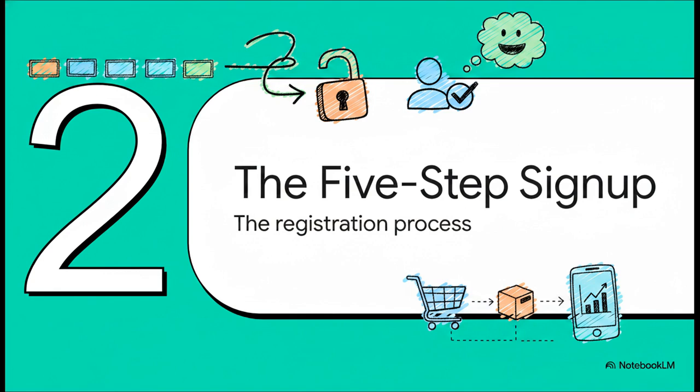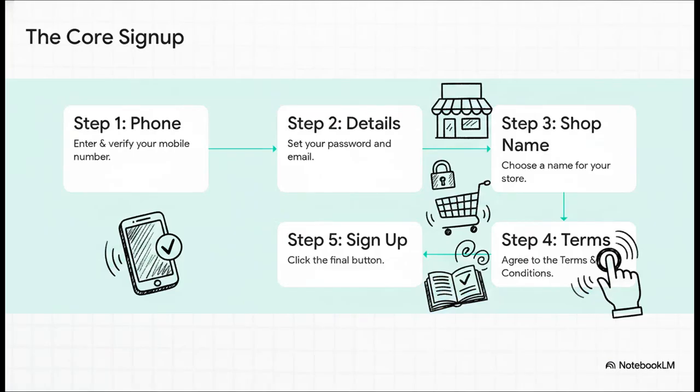All right, with those first two decisions out of the way, we are ready for the main event, the sign-up itself. Don't worry, it's just a quick 5-step deal, and I'm going to walk you through every single part of it. Let's go ahead and get your account created. See, here's the whole process at a glance. We verify your phone, create a password and email, give your shop a cool name, agree to the rules, and hit sign up. That's it. It's actually super straightforward when you see it all laid out.